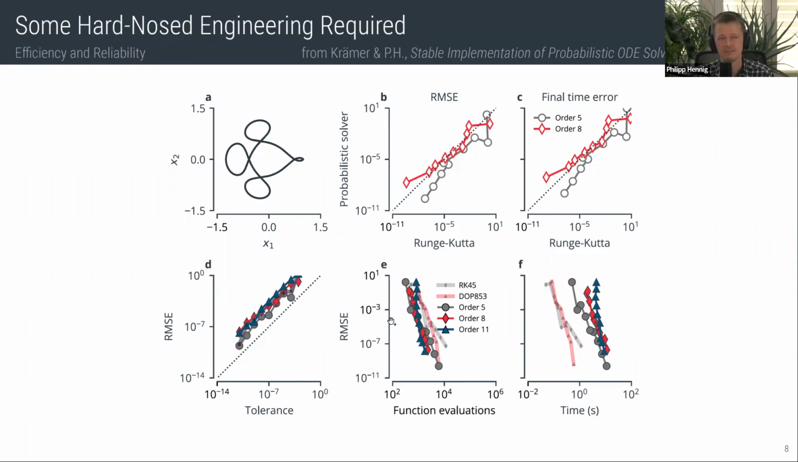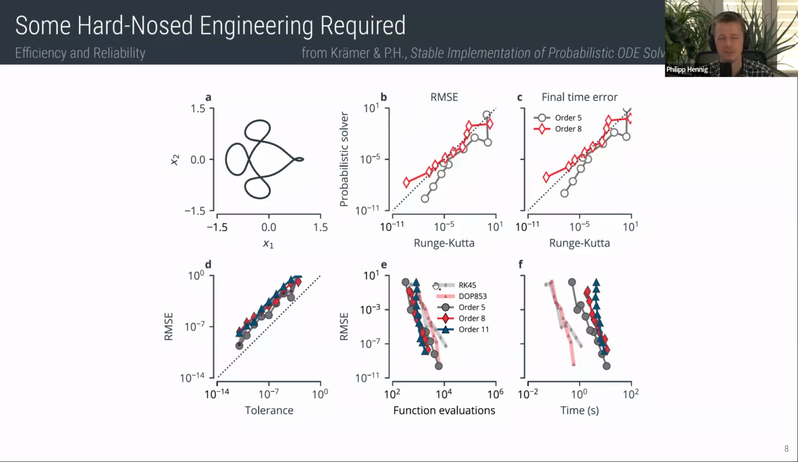So here is as a function of the number of evaluations. The thin lines in the back are the off-the-shelf solvers, and the thick lines are the new probabilistic solvers. So you can see that they can converge very fast, at least as fast as the classic solvers, and maybe more interestingly, they can also converge at a very, very high rate. So up to order 11. So it's possible to implement these methods very stably. This is not straightforward. It requires some real thinking about what's going on.